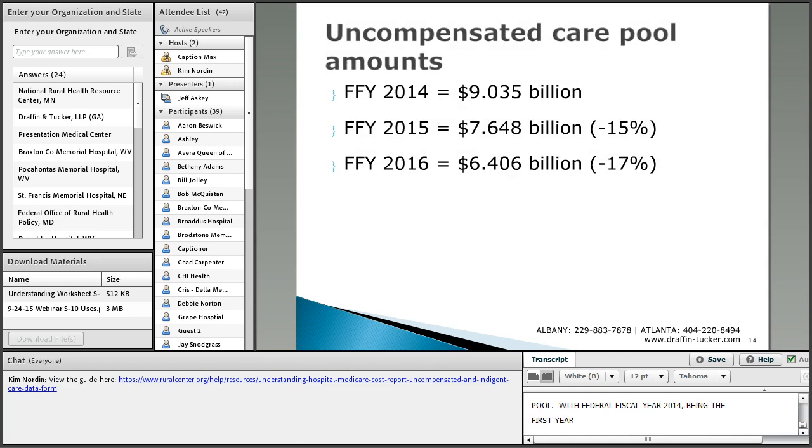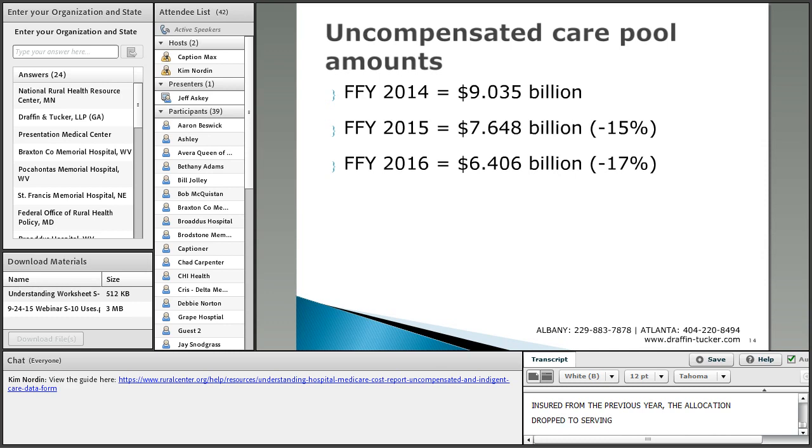I know in our experience, in our hospital practice and the ones we work with, we have seen, especially in the first year, federal fiscal year 14, an increase in Medicare DSH and uncompensated care payments for those rural hospitals that had previously been capped at 12%, and still somewhat of an increase in the second year, but it's declining, and we'll cover some of that information in just a minute.